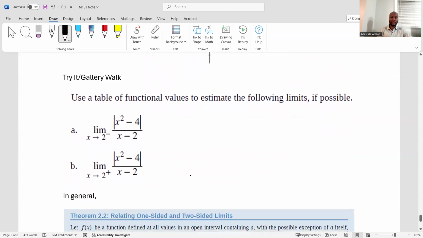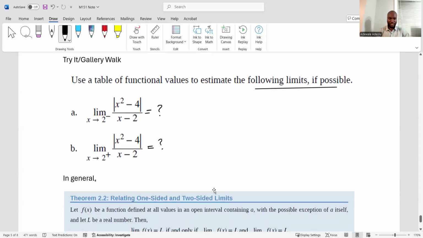All right. Again, please pause this video and use a table of functional values to estimate the following limits, if possible. They are one-sided limits from the left and from the right. And what conclusion can you make? If you have the same answer, it means that the limit as x goes to 2 of that function is that number because they are the same. But if they are not the same, you will say does not exist. However, there should be some value for this. So pause this video and solve that.